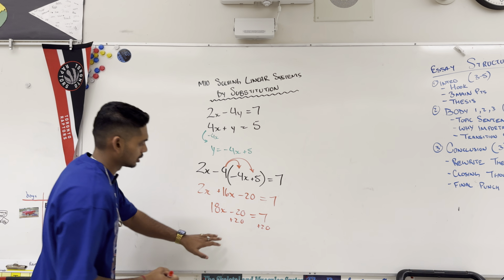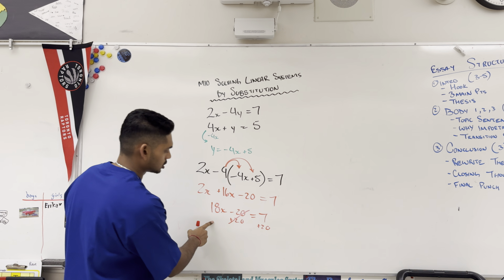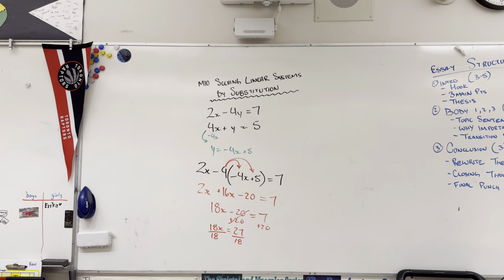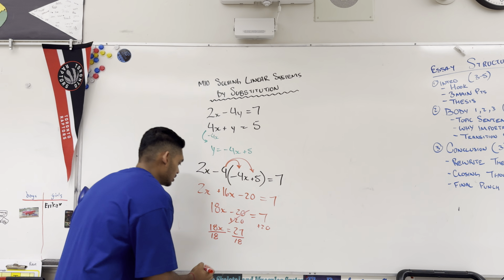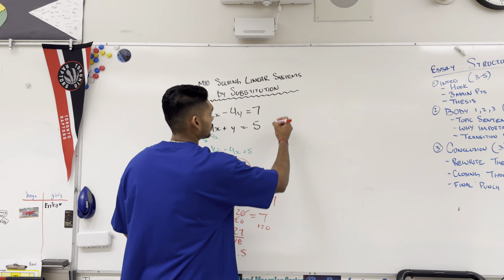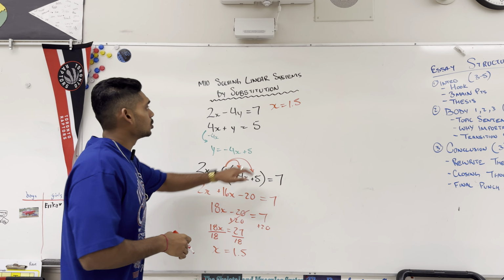Let's add 20 to both sides, get rid of the 20. X is going to be by itself very soon. 20 plus 7, easy, 27. And then you divide it, so x is on its own. And 27 divided by 18, if you don't know, now you know it is x equals 1.5. So I'm going to write it up here. X equals 1.5. Now we know what our x is.